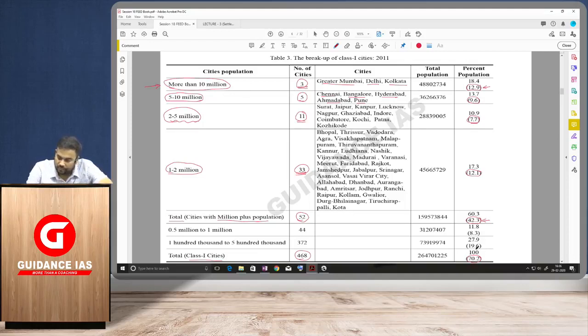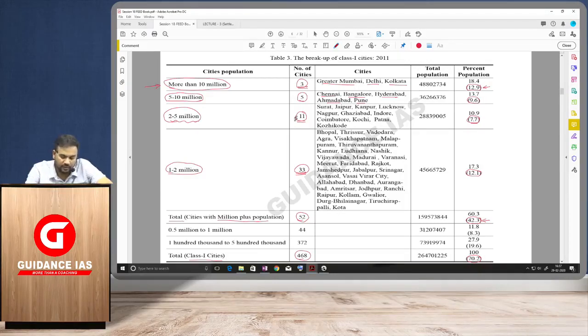Out of this 72%, यानी कि in percentage terms, I am saying out of the total urbanization, in 3 cities which are 10 million plus, 12.9% of people are living. 13% केवल 3 cities में रहते हैं. 5 से 10 मिलियन सिटीज 5 हैं, चेन्नई, बैंगलोर, हैदराबाद, अहमदाबाद एंड पुणे. एंड हियर व्हाट वी फाइंड, अराउंड 10%, 9.6% ऑफ पीपल आर लिविंग.